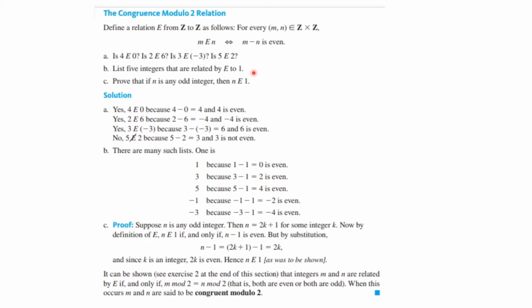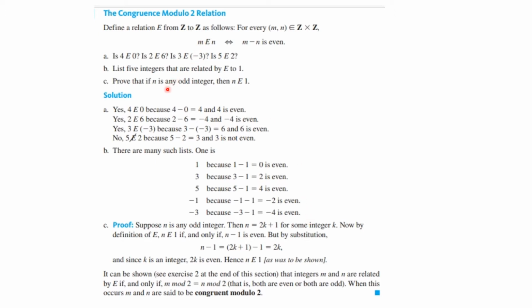In B, we're asked to list 5 integers that are related by the relation E to 1. There are many examples here, but we pick 1, 3, 5, minus 1, and minus 3 as our examples, and here are the reasons why.